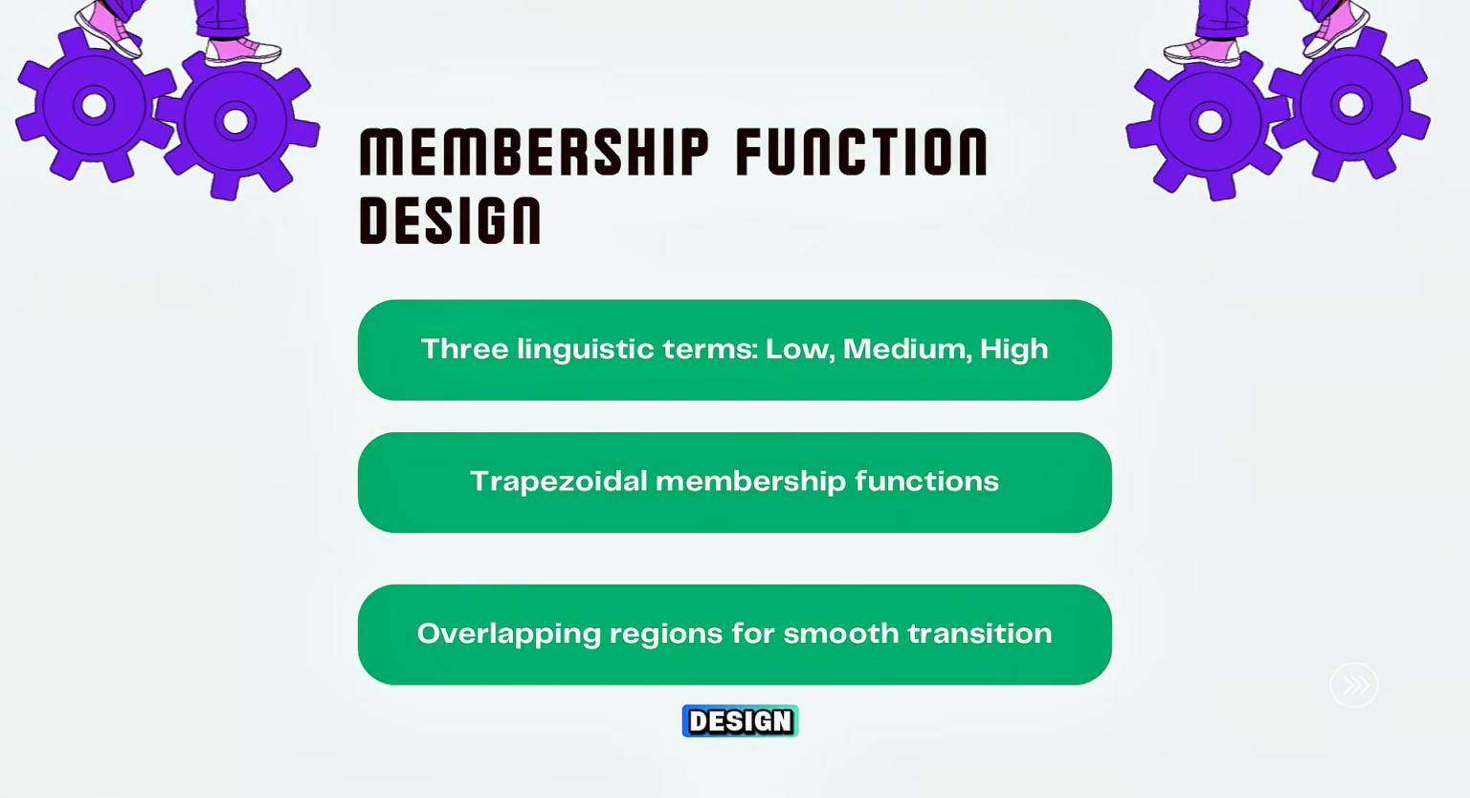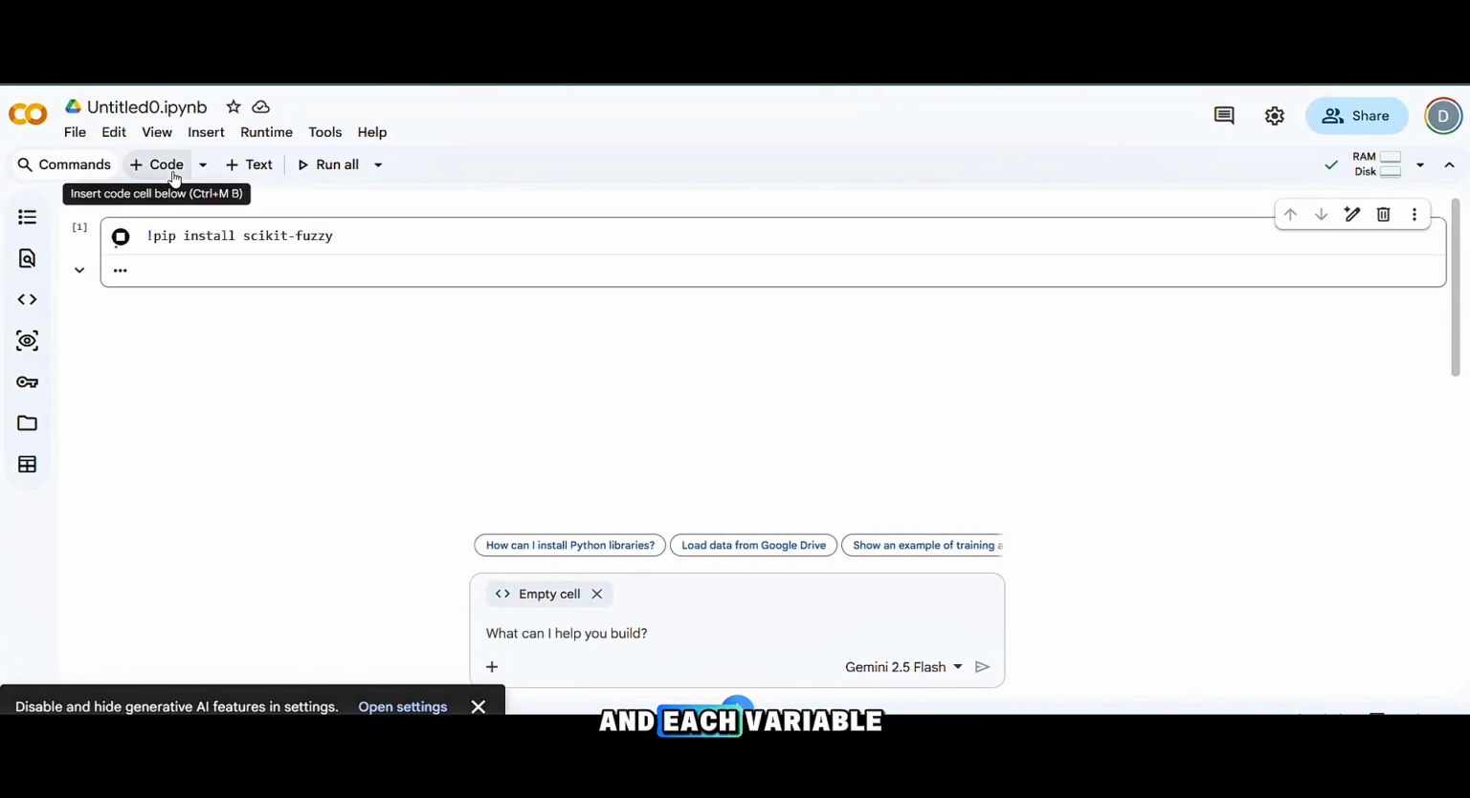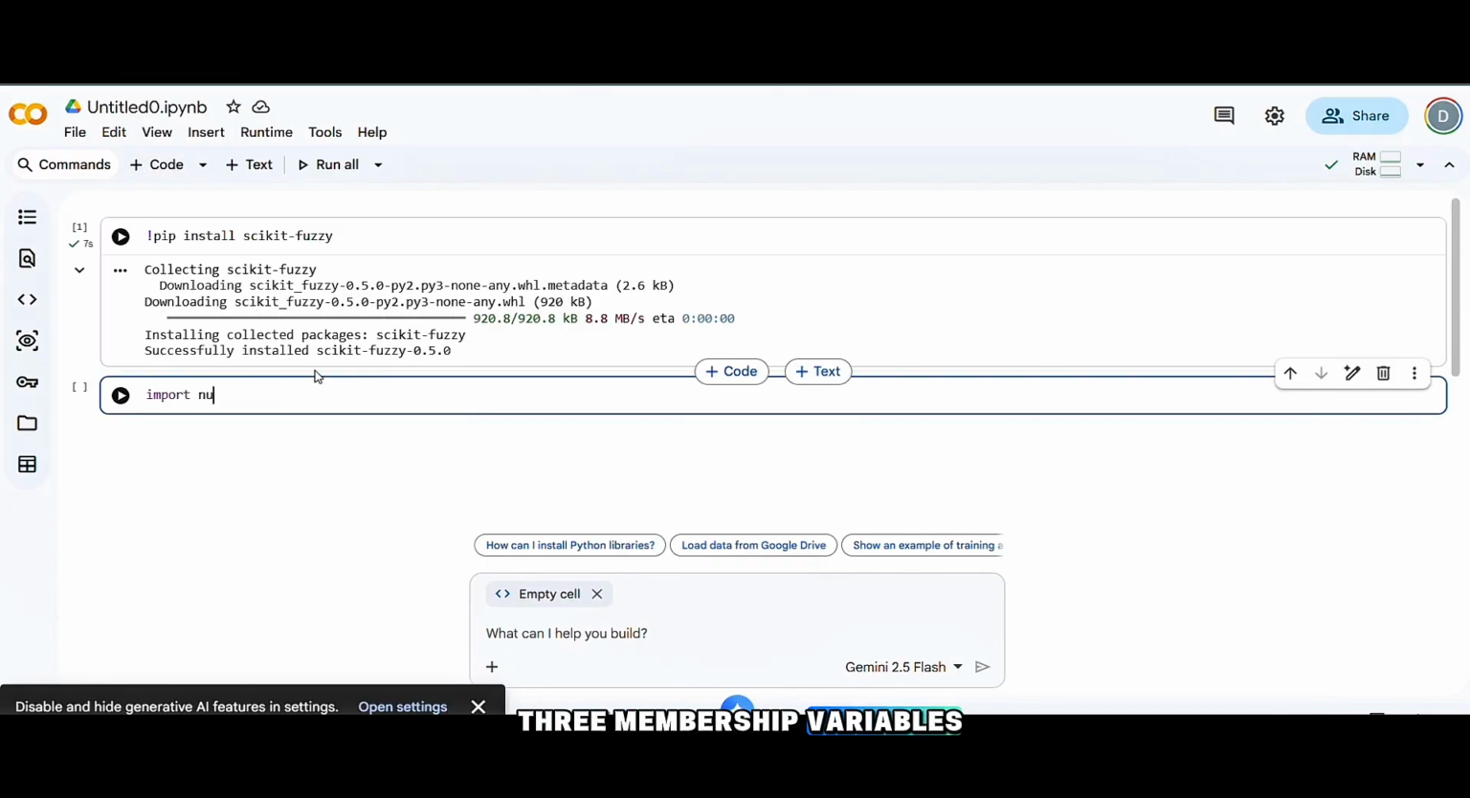In membership function design, each variable is represented using three linguistic terms: low, medium, and high. We use trapezoidal membership functions with overlapping regions to allow smooth transition between the categories. This overlap is very important because a single feature's value can partially belong to more than one set, reflecting uncertainty in real image analysis. For this part, I will show fuzzy plots for at least 2 inputs and 1 output, and each variable will have at least 3 membership functions.